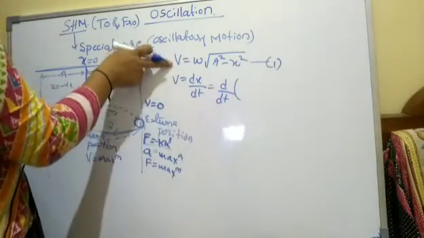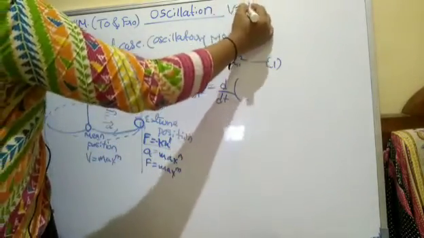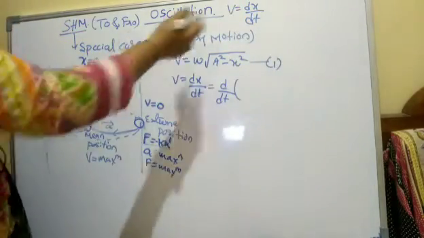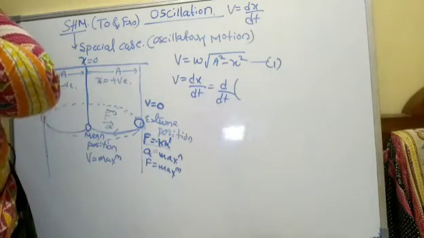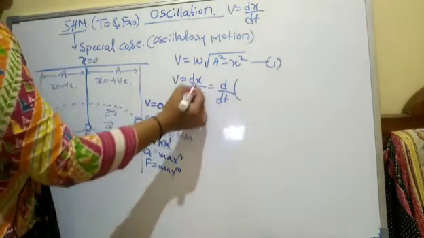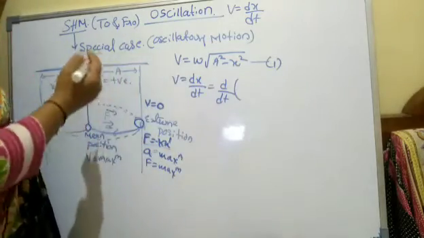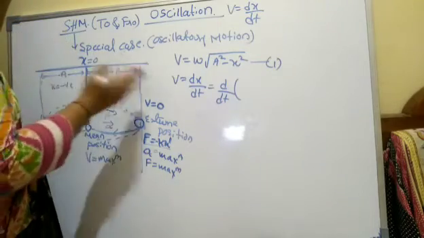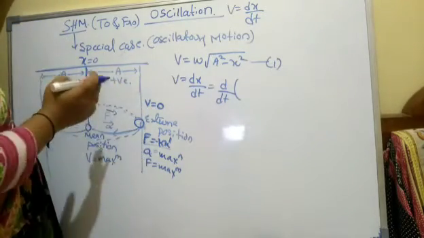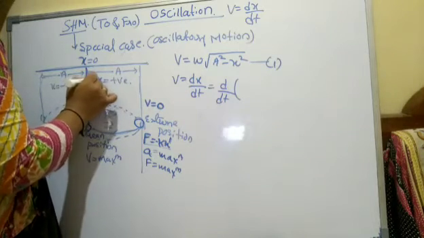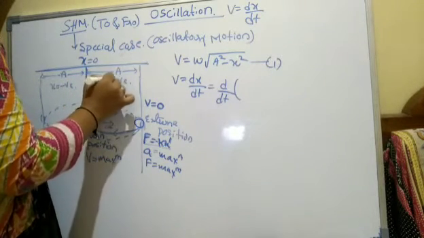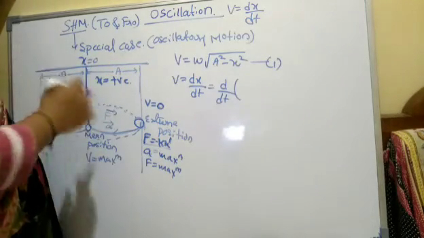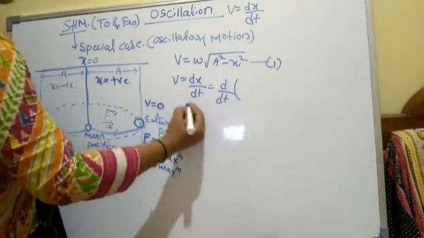On both sides, we already know v is dx by dt, that is d by dt of x. What is x here? It is the displacement when the body executes the motion, moving from the mean position to either extreme position, either positive or negative. We are considering the positive extreme here so that it is easy to understand how it behaves first. Later we can apply it to the negative side.